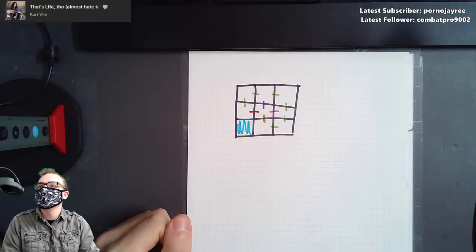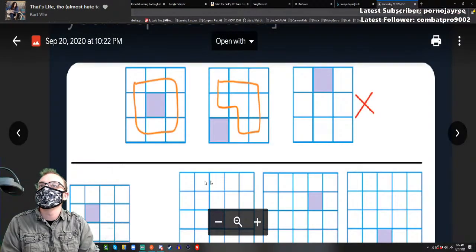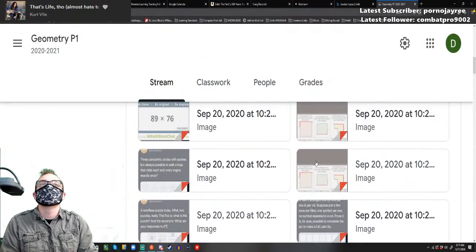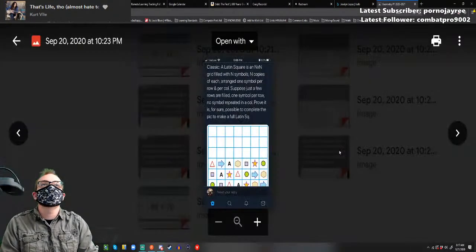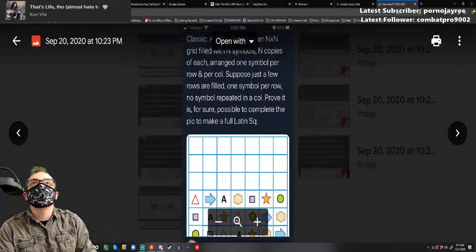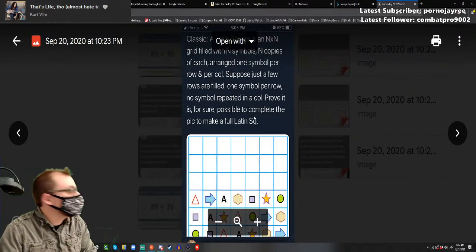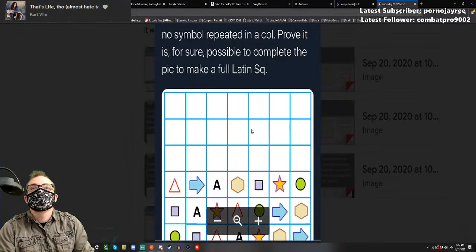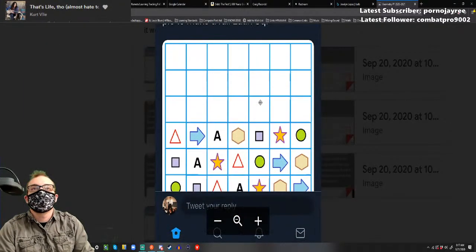Sorry, I got excited. Let's pop back over, take a look. We got some more complicated ones. Obviously, the 3x3 isn't too crazy. Then we also have this thing. I haven't really looked at this one. Because a Latin square is an n by n grid, so it can be however big you want it to be. Arrange 1 symbol per row and per column. So we got 1 symbol per row and per column. Okay.